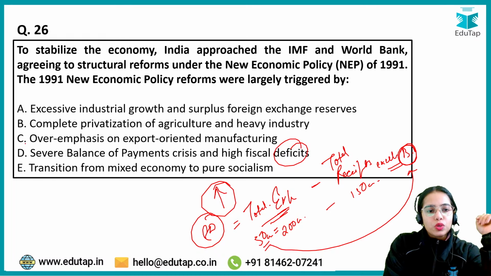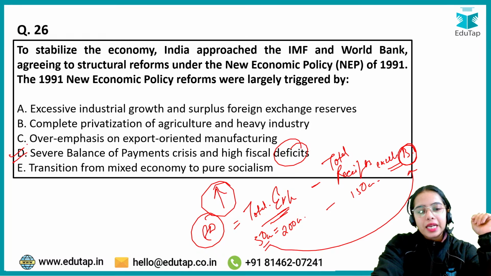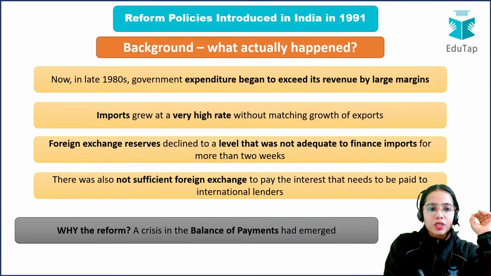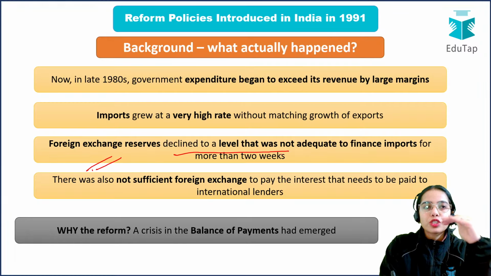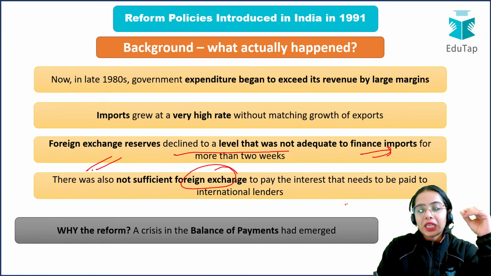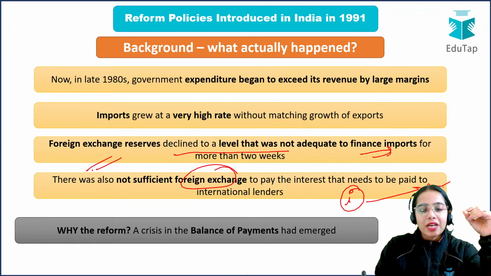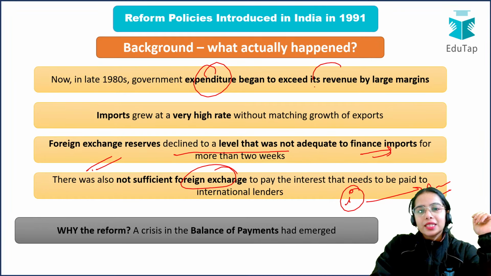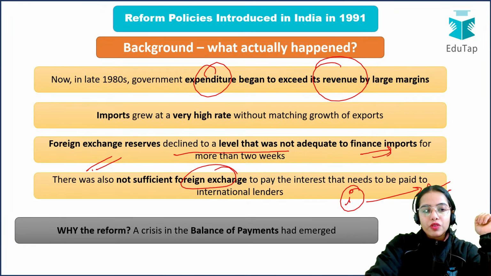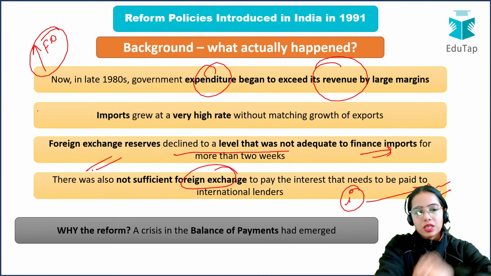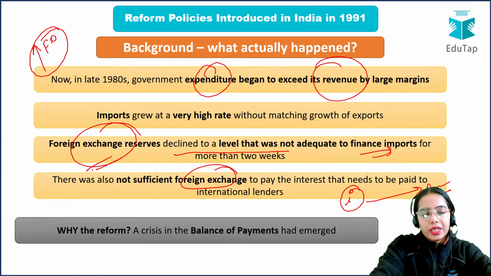Okay. So there was severe balance of payment crisis and high fiscal deficit that led to the new economic policy reforms. Foreign exchange reserves declined to a level that was not adequate to finance imports for more than 2 to 3 weeks. And we did not have sufficient foreign exchange reserves to pay the interest for the previous borrowings that we had taken. So this was the problem. And the government expenditure was way higher than the receipts of the government, so there was high fiscal deficit. And the balance of payment crisis was coming, as we did not have enough foreign exchange reserves.